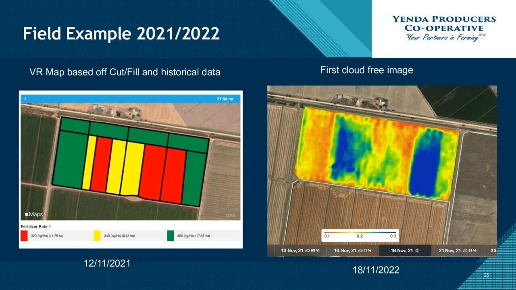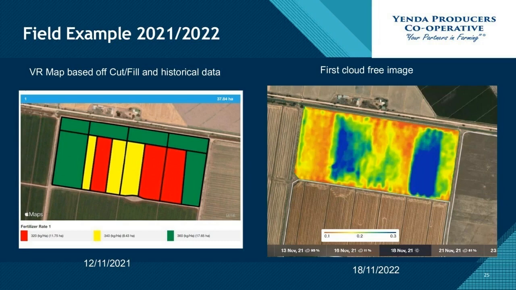So this was 2021-22, last year. What we have here on the left-hand side is the variable rate urea prior to filling up nitrogen. Now, due to cloud, we couldn't get a successful image leading up. So that map on the left-hand side is completely based off mine and the grower's knowledge of the paddock and our historical data and a cut and fill map.